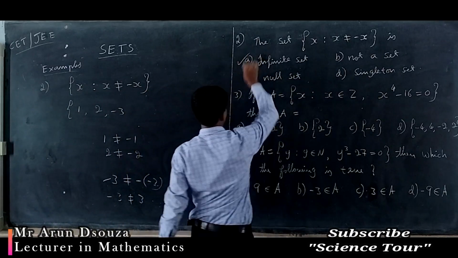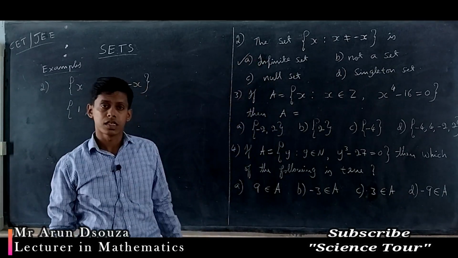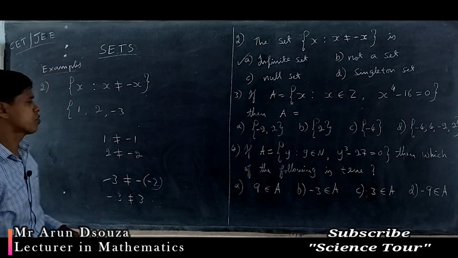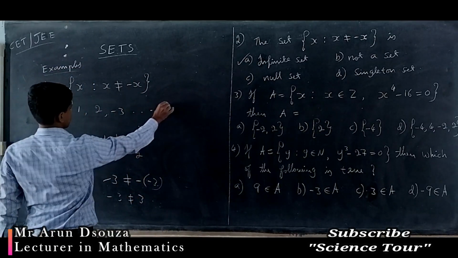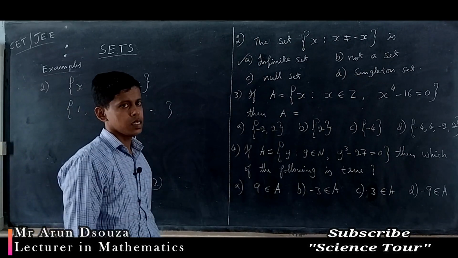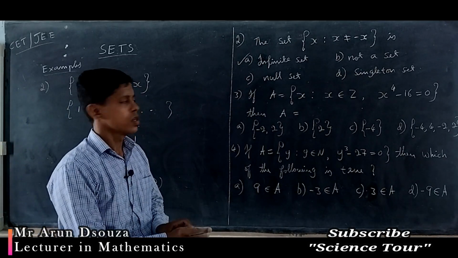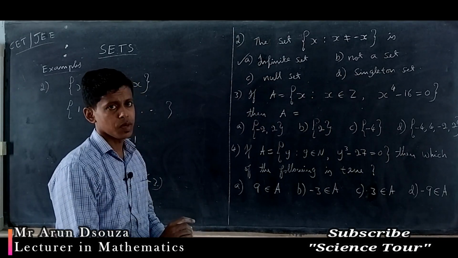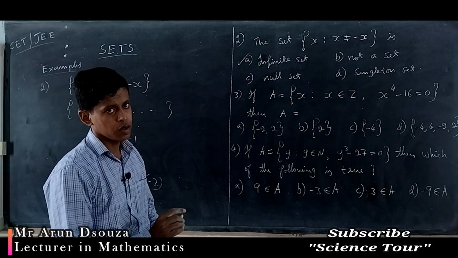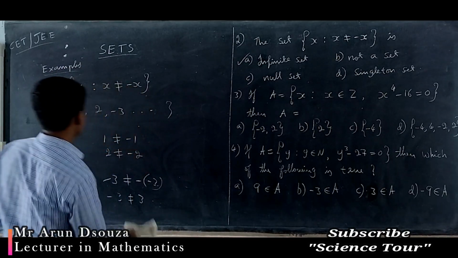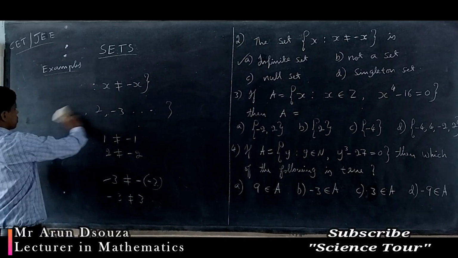So this says an infinite set. You have infinite elements which satisfy this rule. So it is a set, it is well defined. Then null set, no, we have many elements. Singleton, no, we have many elements. Singleton means only one, we have more than one, so it is an infinite set. Well, now let's switch to the third question.